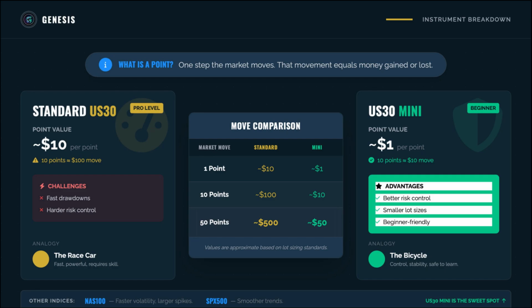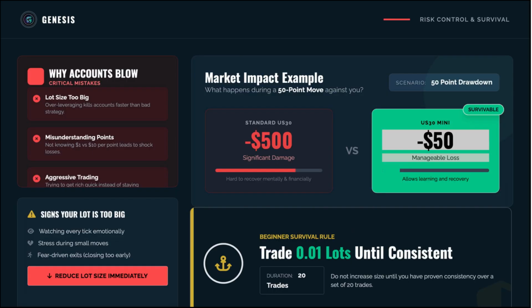And this is where beginners get confused. They think price movement is the same for everyone. But how much money moves depends on the contract size they are trading. The market isn't more dangerous. Your exposure is just bigger. Now, let's look at what happens when you actually place a trade.